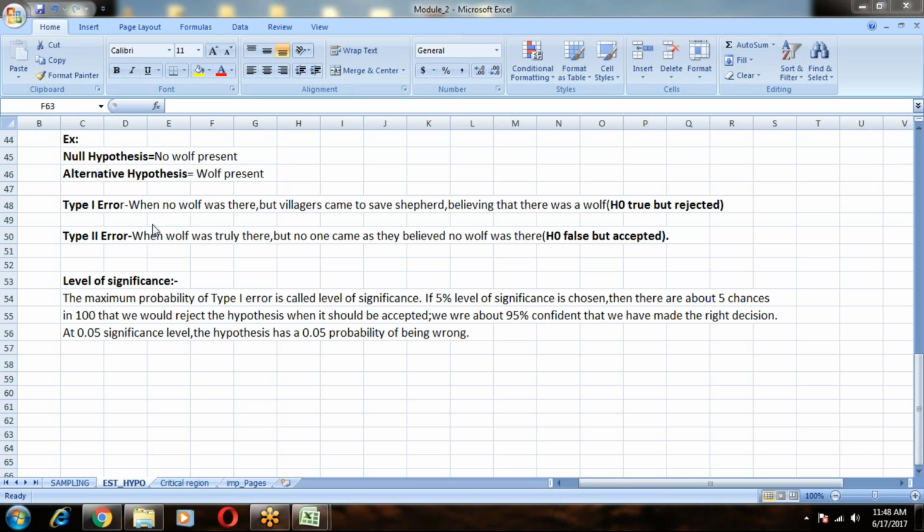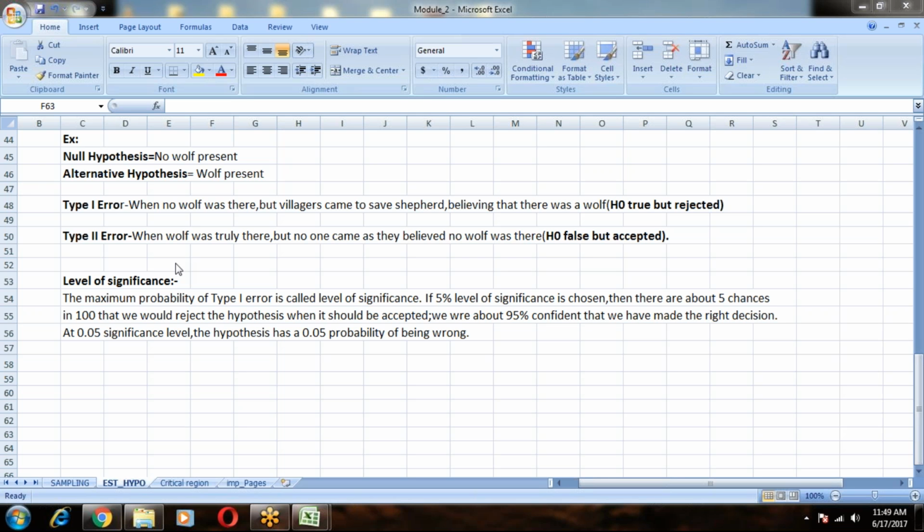Now, at last, what we see is that when the wolf was actually there, no one came to save the shepherd. So when the wolf was truly there, my null hypothesis is false. Basically, when the null hypothesis is false, we should reject it. But here, when the wolf was actually there, that means our null hypothesis is false, but no one came. That means they accepted the false null hypothesis. That means it is an example of type 2 error.